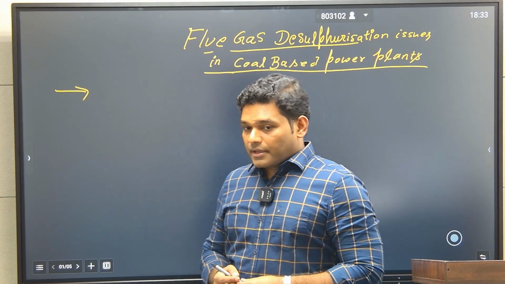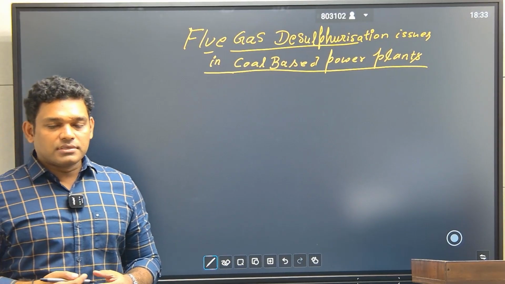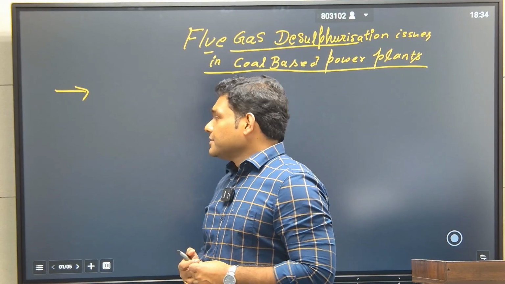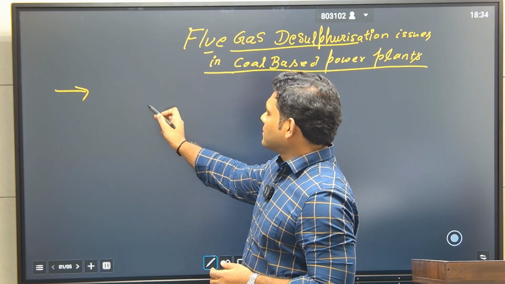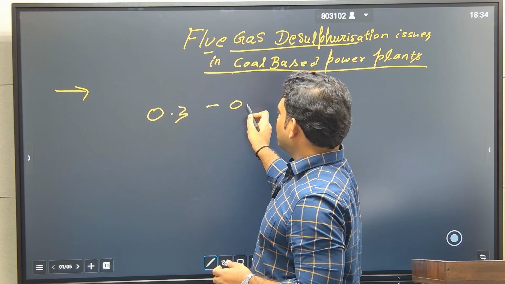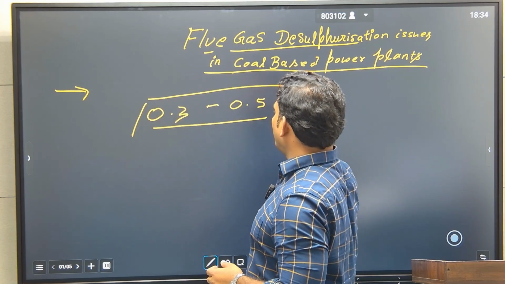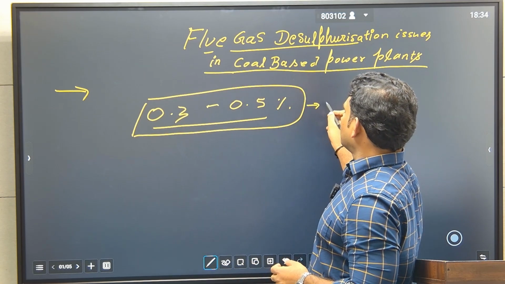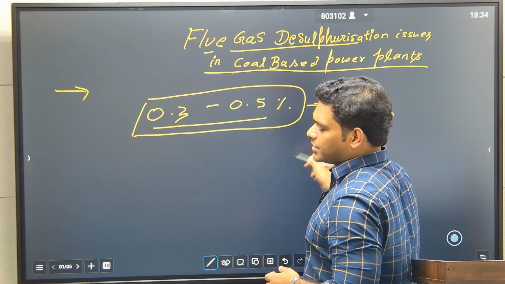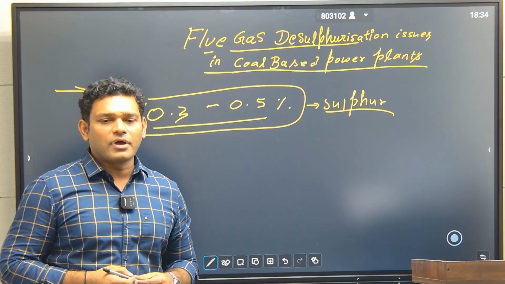See, coal-based thermal power plants use coal as a fuel for generation of electricity, right? So what happens is that our coal has a lot of high ash content, and also 0.3 to 0.5% sulfur in its composition. You must be wondering, it is such a low percentage. Why should we, after all, be concerned?